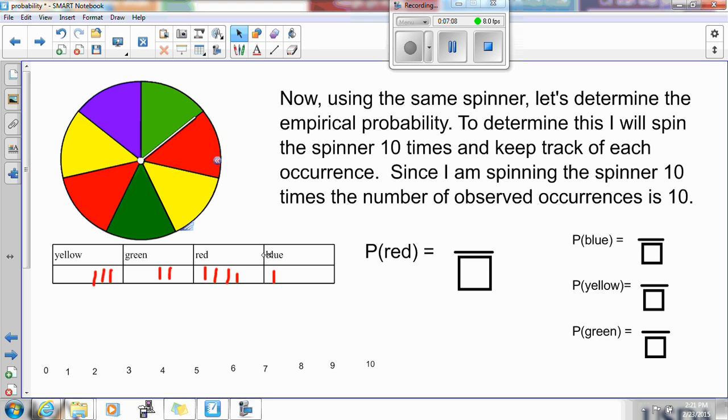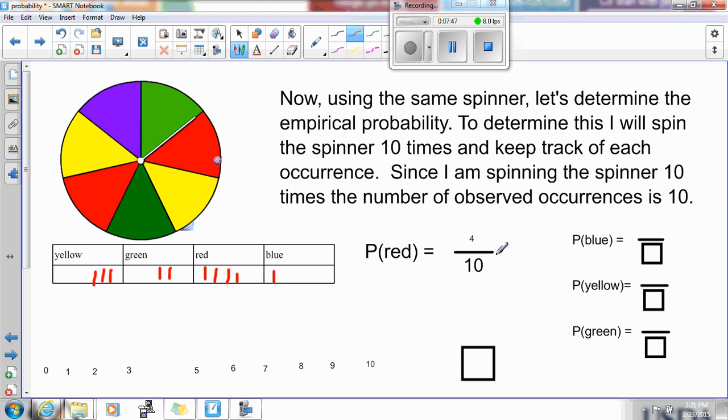Okay, so I've collected my data and I've put it in this chart down here. This is my experimental probability because I actually collected the data using real life happenings. So the probability of getting a red, well, I only spun the spinner 10 times. So the total possible number of outcomes is going to be 10. That's going to be on all of my bottoms. But the number of favorable times that it actually ended up red was 4. So the top number is going to be 4. So it's 4 out of 10 is my probability.